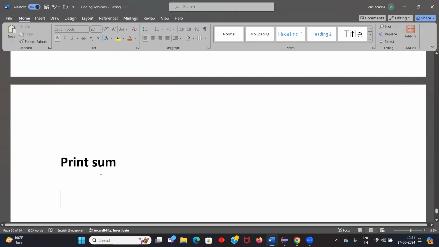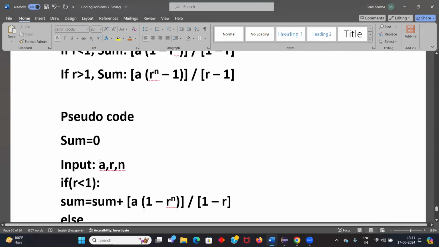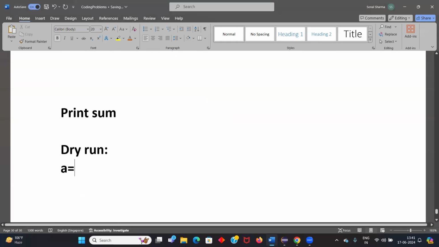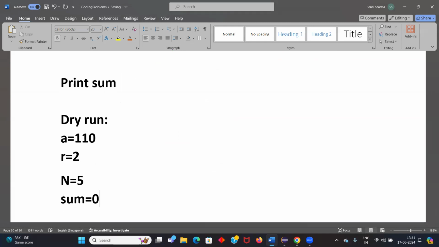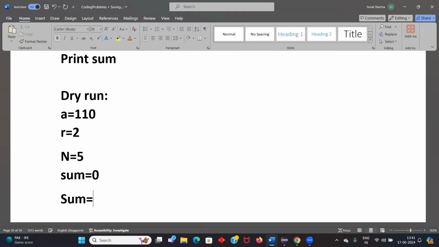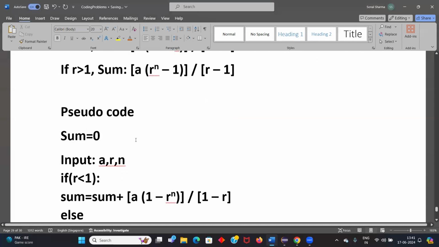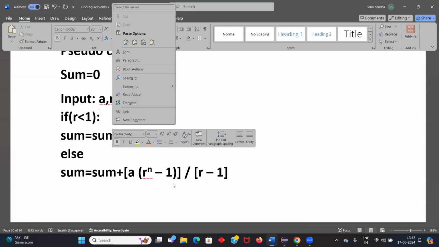So let's dry run it once. Suppose my A value given by the user is 110, the R value given by the user is 2, and the number of terms given by the user is 5. So initially my sum is equal to 0. I will put it in the formula. My formula will be this. A is 110. So my R is greater than 1, so it will go into the else part.